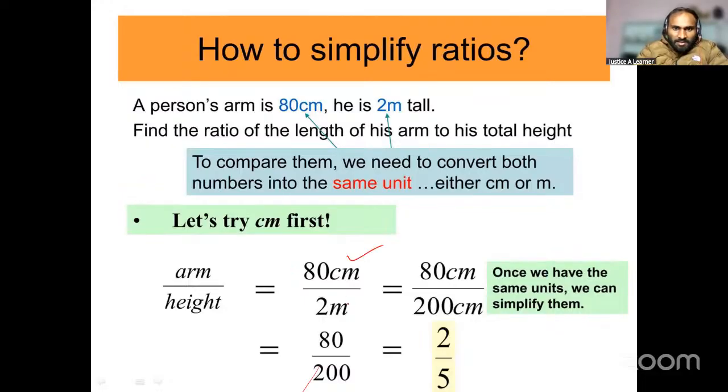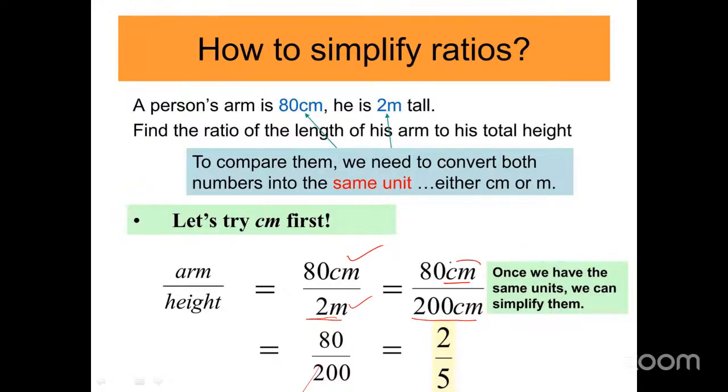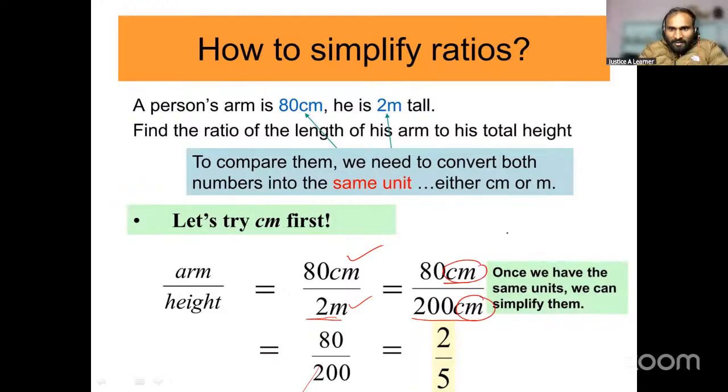This is 80 centimeter and this is 2 meter. The centimeter unit is the same, but we have converted it. We can write 2 meter as 200 centimeter. That is true, right? Since the unit is same, now we can simplify it. It may be written like this, and you can already simplify.